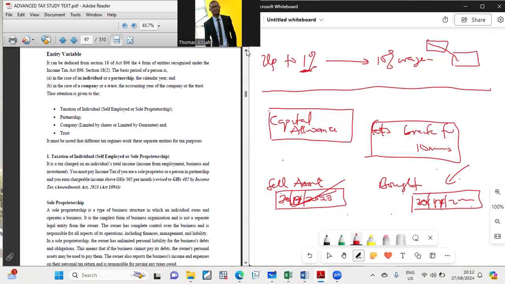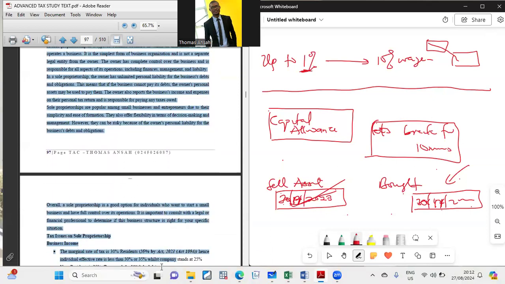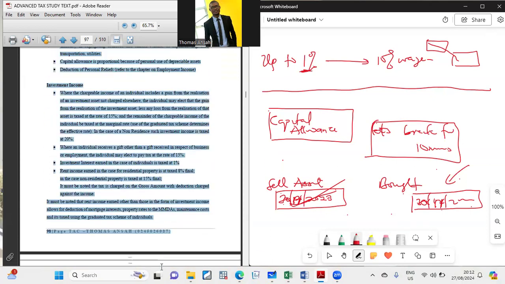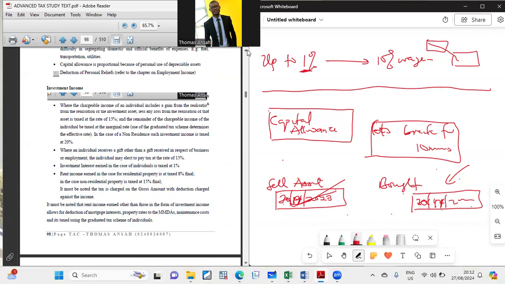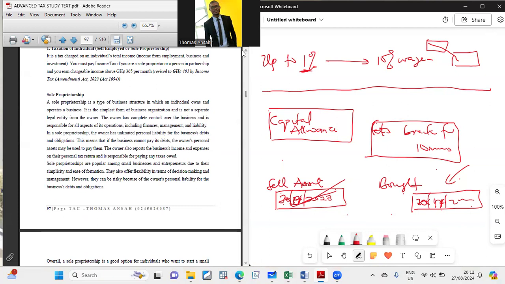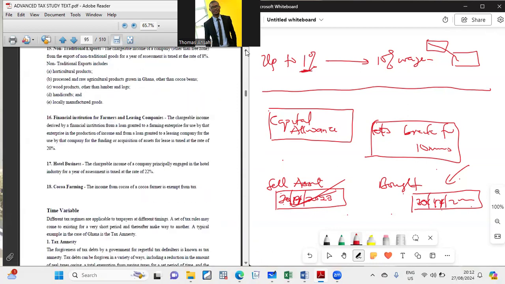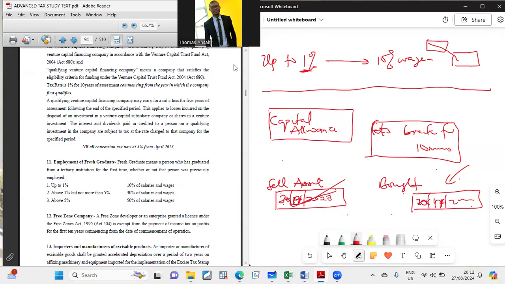So we will look at the entity variable later, because we are going to look at the 4 entities of a business: the sole proprietor, partnership, company, and trust. We are going to look at how we tax these 4 institutions. That is how it will be, and we will do that most preferably on Saturday, the taxing of the entities.